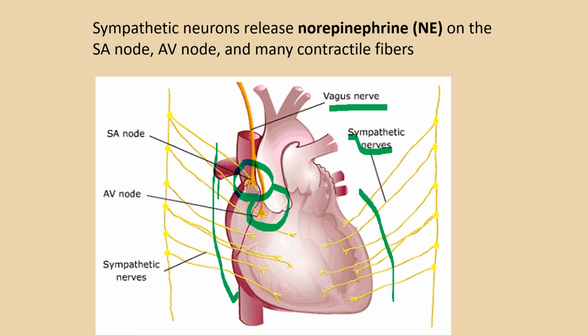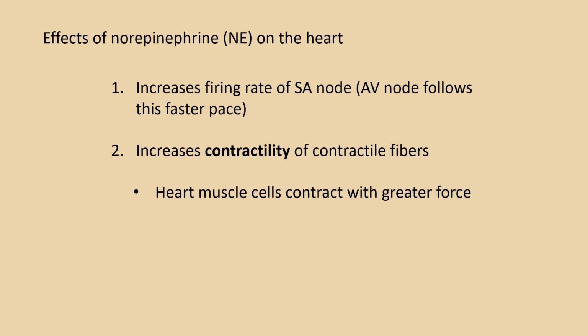When norepinephrine is secreted here over the rest of the myocardium, it's going to have the effect of increasing contractility. In response to norepinephrine, these heart muscle cells, these contractile fibers, will generate more tension with every contraction. So norepinephrine has two different effects on the heart. It's going to increase the firing rate of the SA node, and it will increase the contractility of those contractile fibers, so the heart will beat more forcefully.